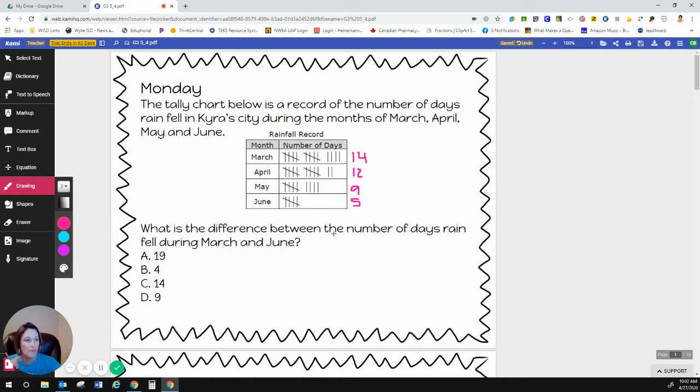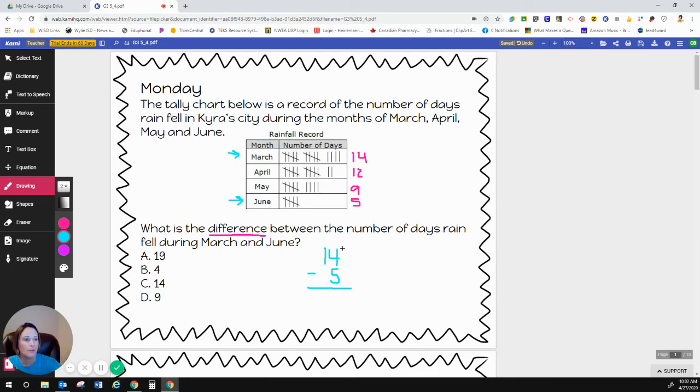Now let's take a look at our question again. What is the difference? What are we talking about when we're talking about difference in math? We're comparing, and so we're subtracting the difference between the number of days rain fell during March and June. So we want to know how much more rain fell in one of these 2 months. We want to compare them. So let's set up our subtraction problem. March has 14, and June has 5. Pause the video and subtract that.